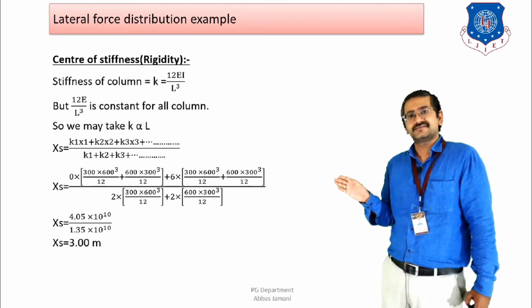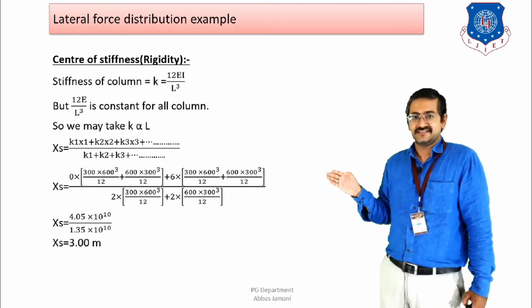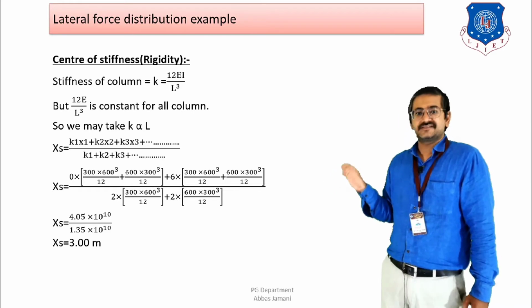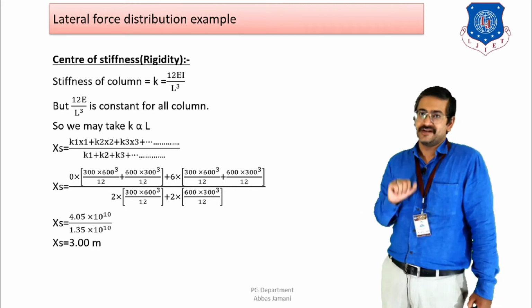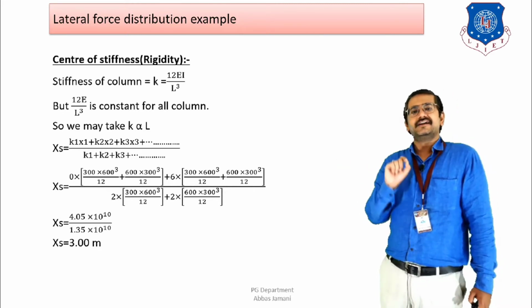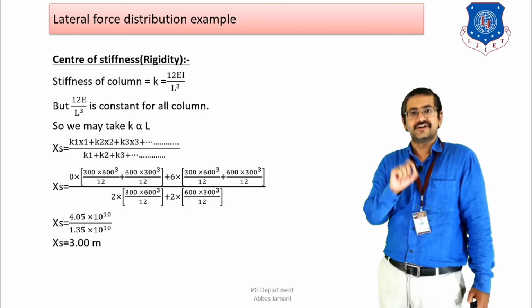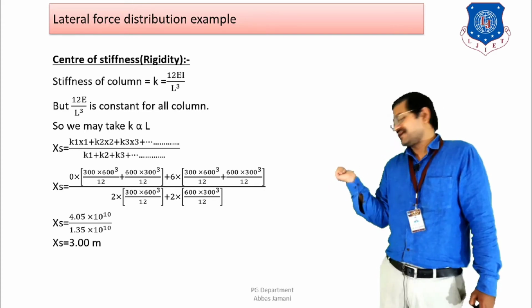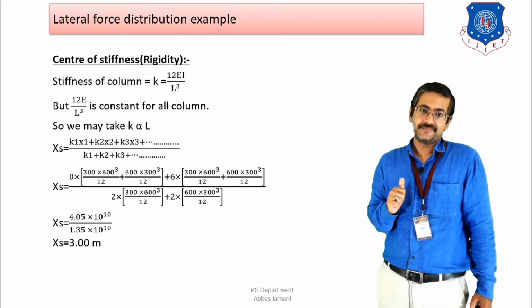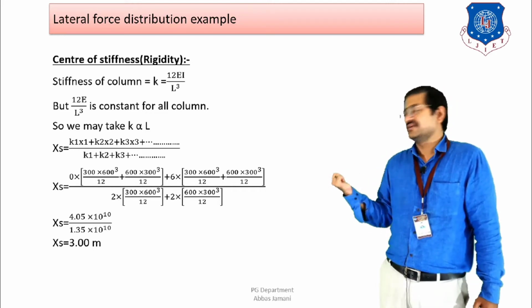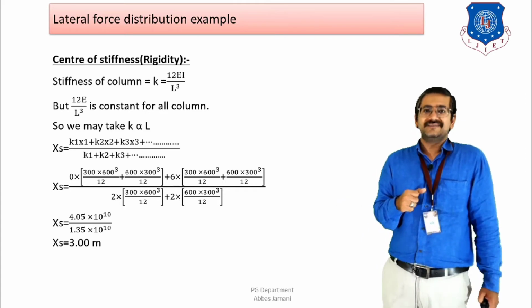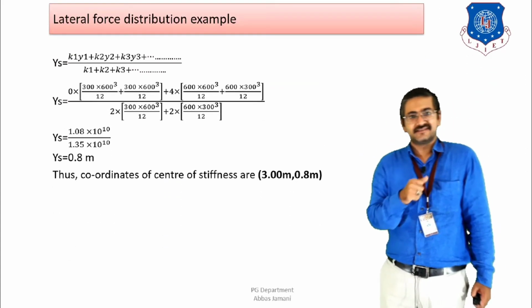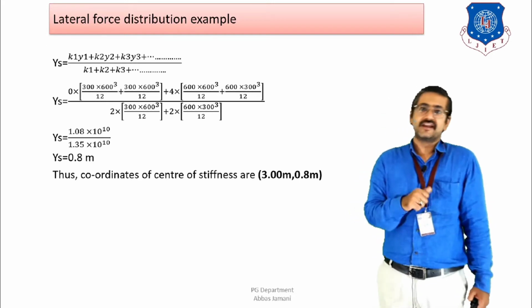Then the other columns, or the other grid, is at 6 meters in the x direction, right? So it is going to be plus 6 into, again the same thing, 300 into 600 cube divided by 12 plus 600 into 300 cube by 12, depending upon the orientation of the column, divided by the total stiffness of all the 4 columns. So 2 into 300 into 600 cube by 12 plus 2 into 600 into 300 cube by 12. When you solve this, you will get the value of xs equal to 3 meters, right? Similarly, let us look at the calculation in y direction, that is the calculation of ys, the y coordinate of center of stiffness.